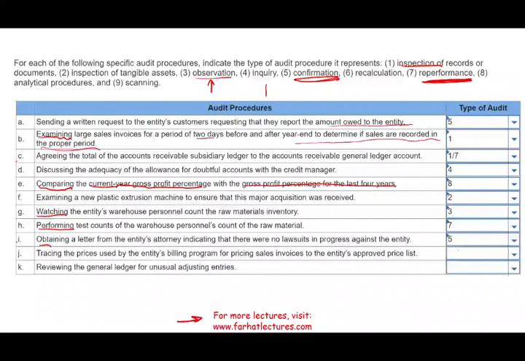So there's more than just it's good evidence. There are other qualifications for that. But generally speaking, it's good evidence because it's not coming from the client. That's why we consider it strong evidence.